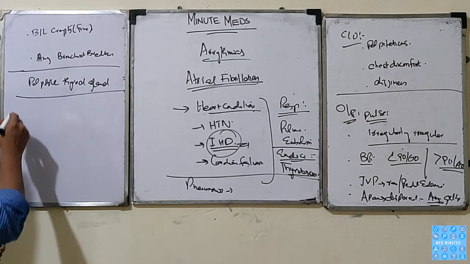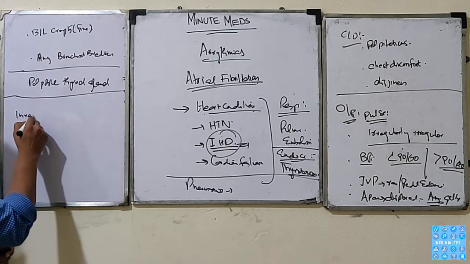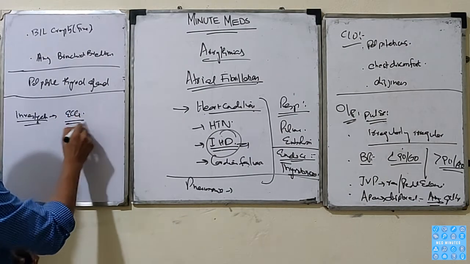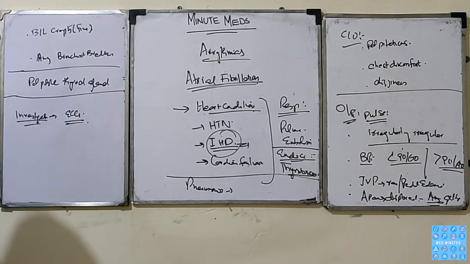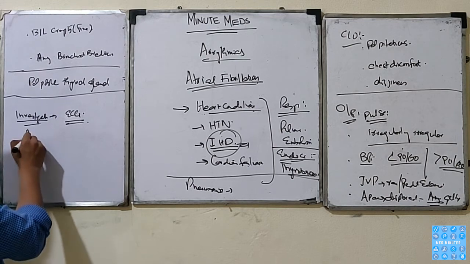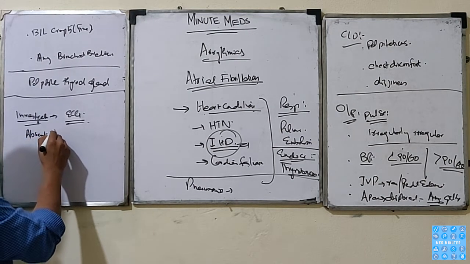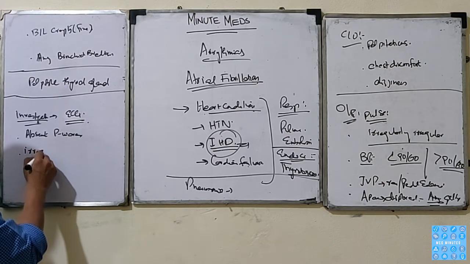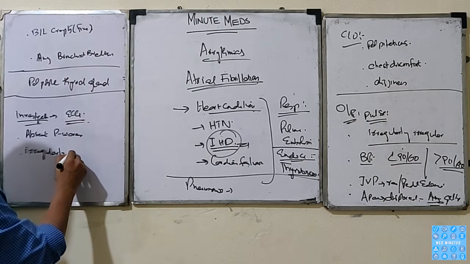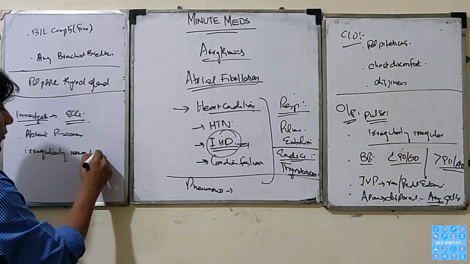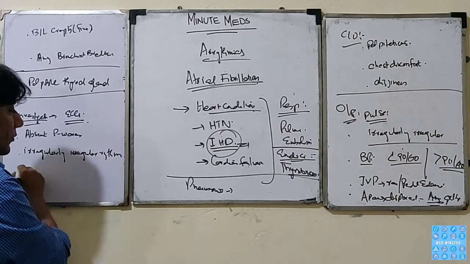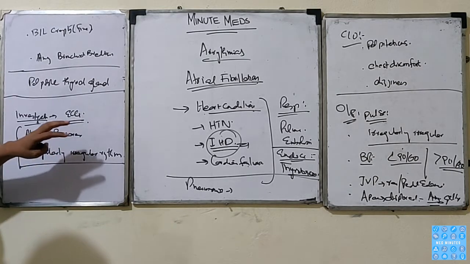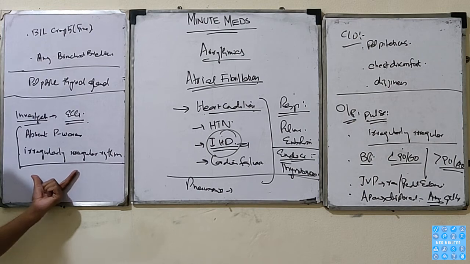And then the investigations. The first baseline is an ECG. In the case of atrial fibrillation, what do we find on ECG? There are absent P waves and an irregularly irregular rhythm. This is the presentation of atrial fibrillation on an ECG.